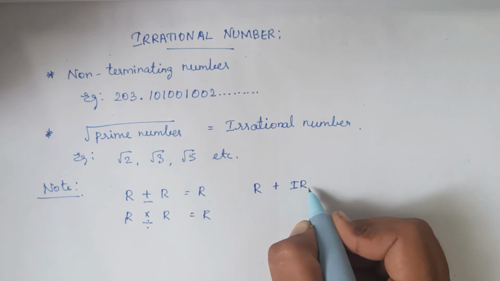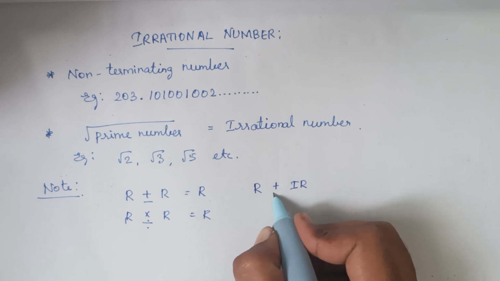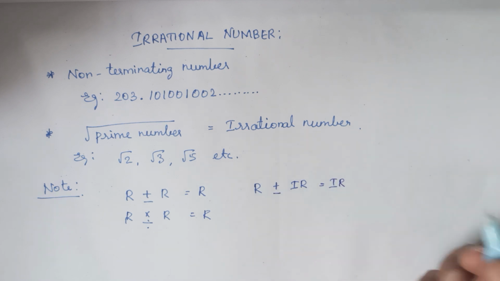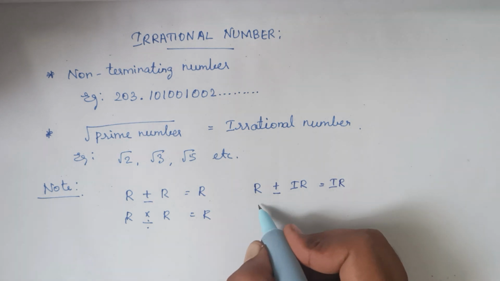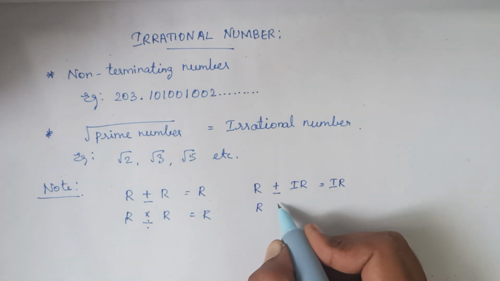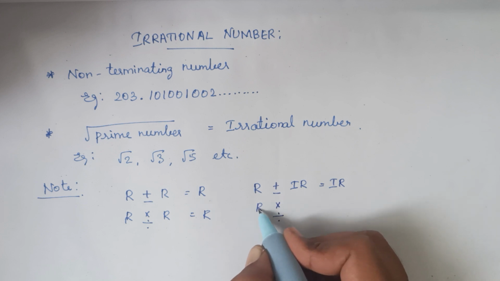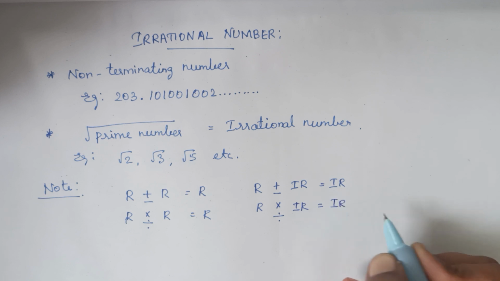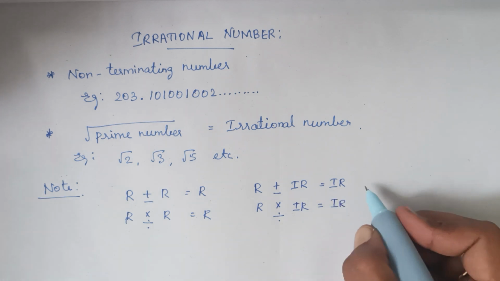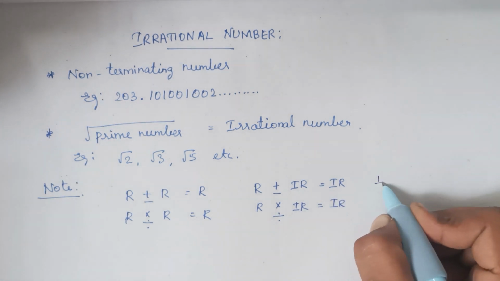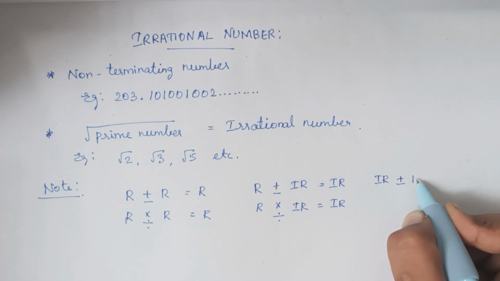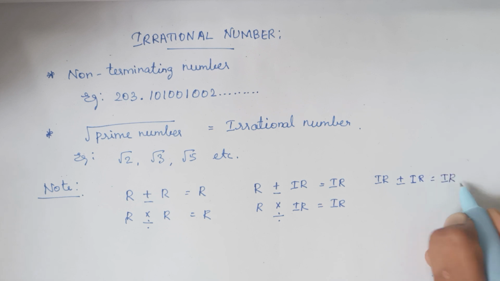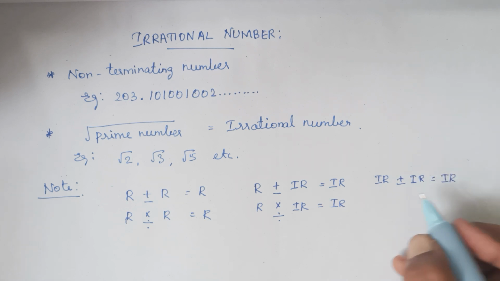If we add or subtract a rational number with an irrational number, we will get an irrational number. If we multiply or divide a rational number with an irrational number, we will get an irrational number. And if we add or subtract an irrational number with another irrational number, we will get an irrational number.